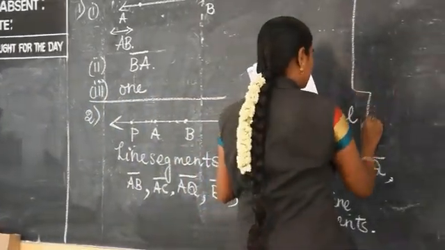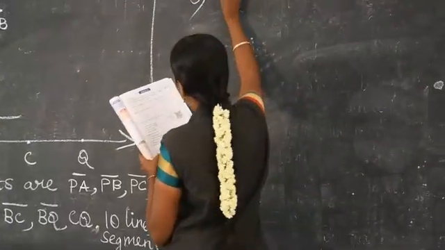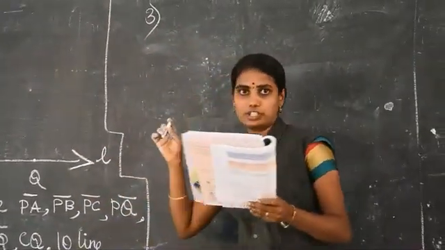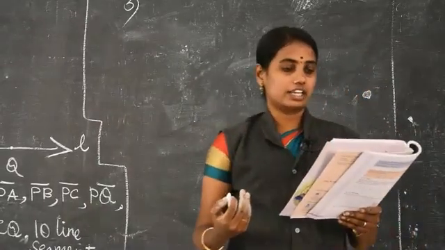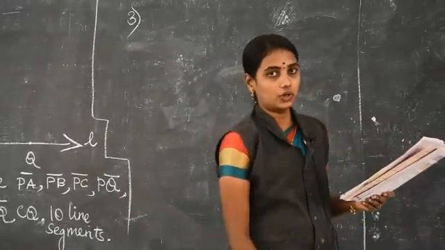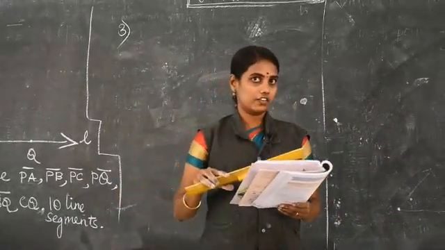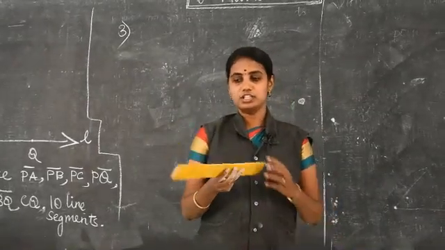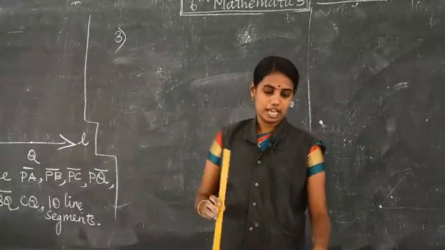Next, question number 3. Measure the following line segment. You must have your book. Everyone take your book. In that book, take your scale. It's called a ruler. Take your ruler, everyone. We have the ruler from 0 to 15 centimeter. Take that and fix.